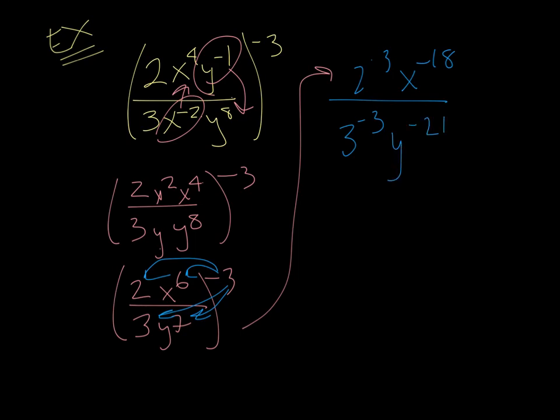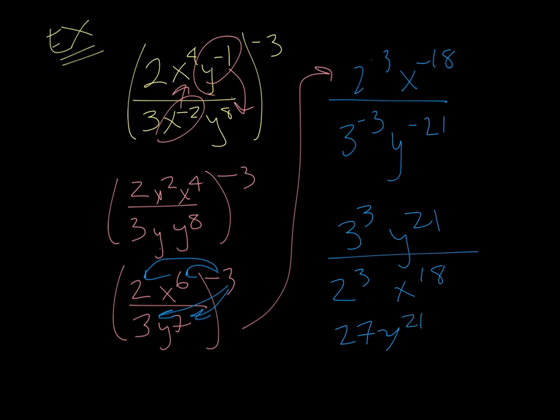Look, everything happens to be a negative power now, so we're going to move those, and in fact everything's going to flip sides. So we got 3 to the 3rd, y to the 21st moving to the top, over 2 to the 3rd, x to the 18th on the bottom. We could take this a little further and do 3 to the 3rd and get 27, y to the 21st, over 8x to the 18th. And that's our final answer. No negative exponents. We only have one y, we only have one x. That tells us we're done.